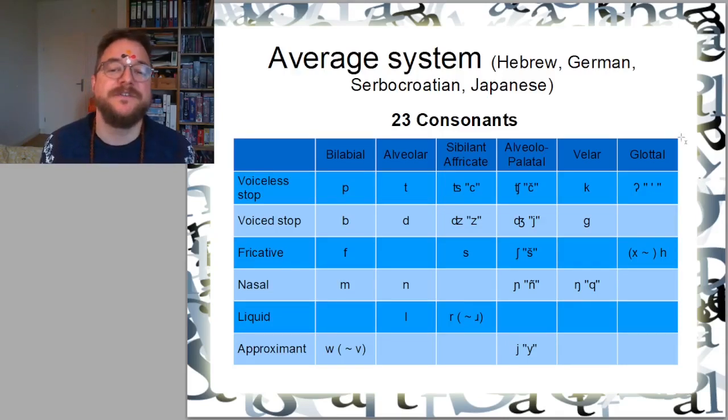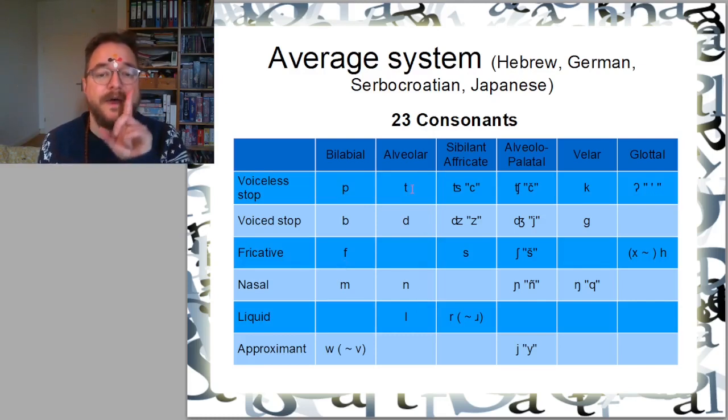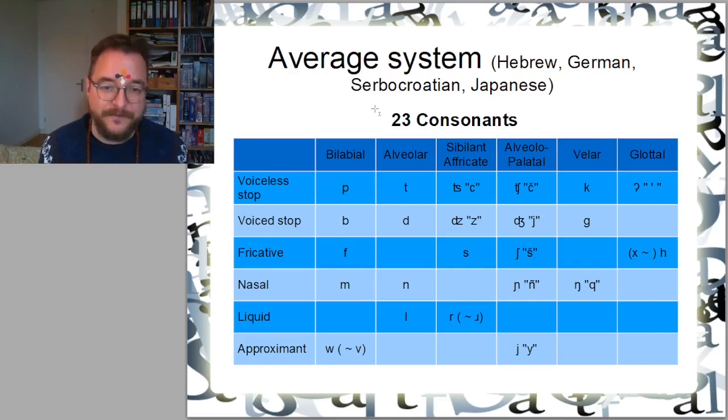I chose an average size consonant inventory, which has, in this case, 23 consonants. Again, you have the table here. In the columns, you have the bilabial or labiodental sounds that are produced with the lips and possibly with the teeth. Then the alveolar sounds produced with the tongue against your alveolar ridge. Then the sibilant affricate sounds. These are S-like sounds. Then the alveolo-palatal sounds. These are sh-like sounds. Then the velar sounds produced further back in your throat, and finally the glottal sounds.